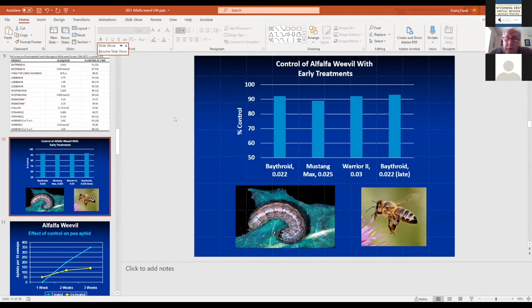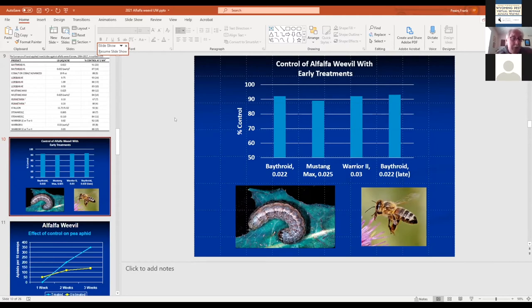One more comment. The other point I wanted to make is that we have looked at other modes of action with these early applications and have not seen as good efficacy. This seems to be limited to the pyrethroids. And I think it's because they have good cool season effectiveness.